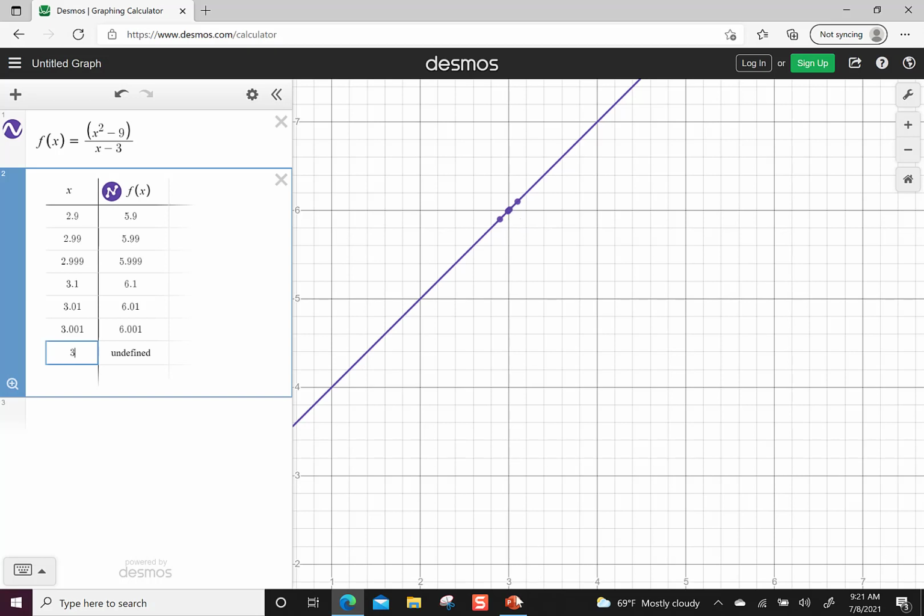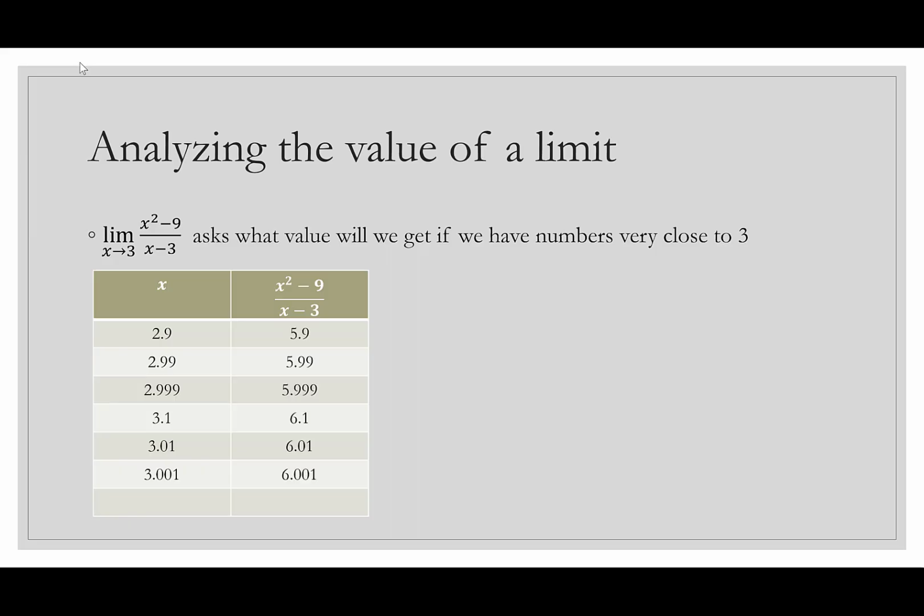You can see that the closer we came in, the closer the y became to 6. So let's go ahead and transfer those numbers over in case you need to look at them one more time, and say this is how we're going to write this: the limit as x goes to 3 of x squared minus 9 over x minus 3 is equal to 6.